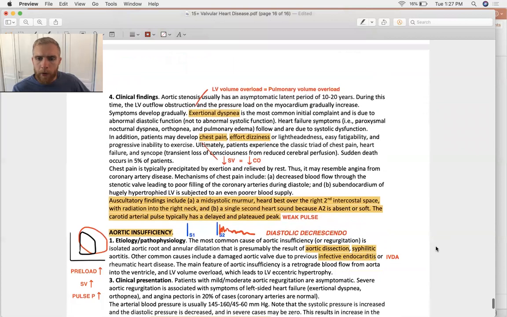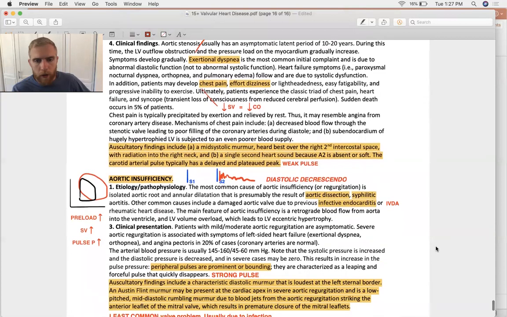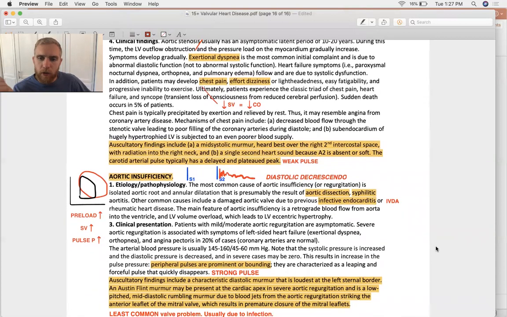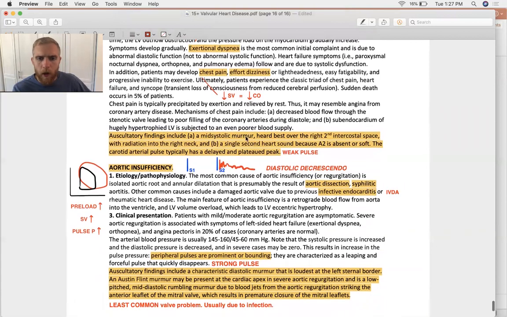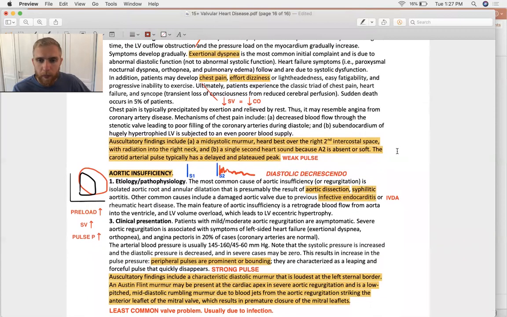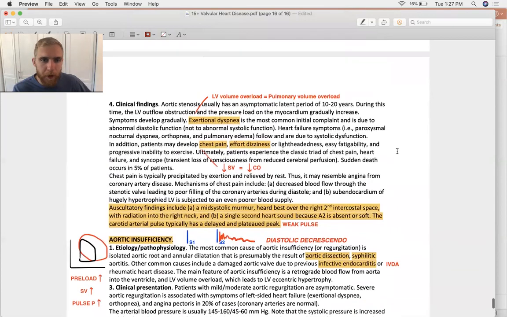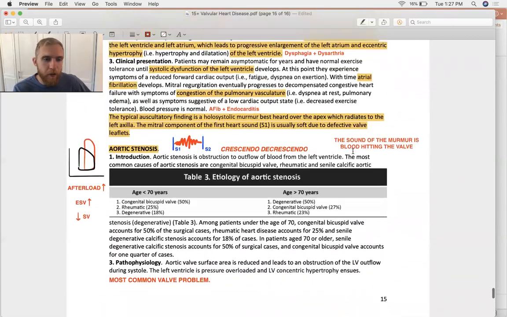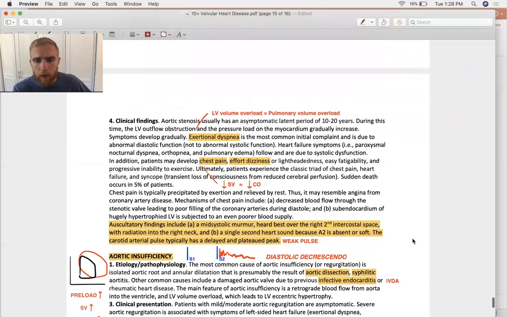Again, know where your murmur is found, know which heart sounds or which locations correspond to each valve. And then here also, you hear a single second sound with an aortic stenosis. So a single S2, because A2 is soft. And the reason it's soft is a function of the decreased stroke volume, which is itself a function of the high aortic pressure, which comes from the stenosis of the valve.